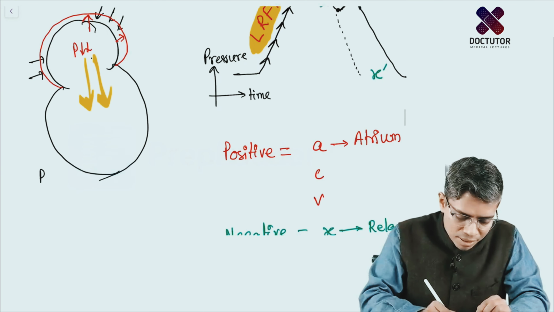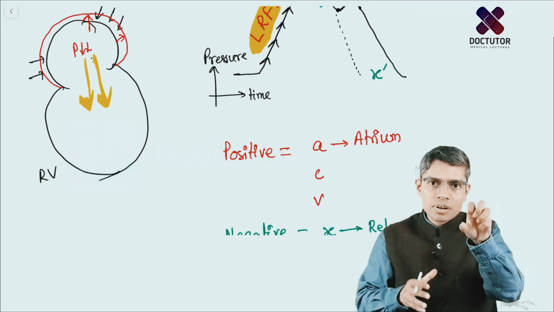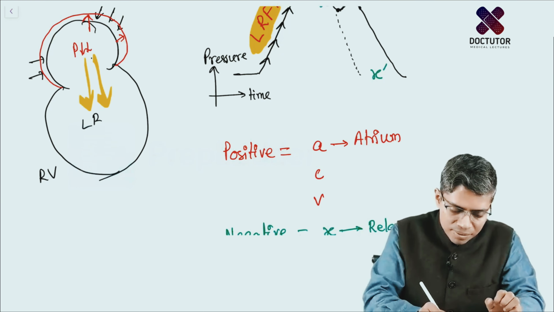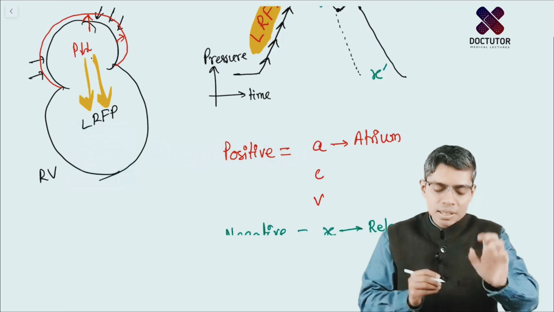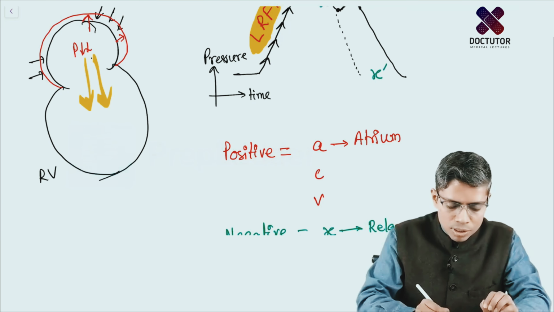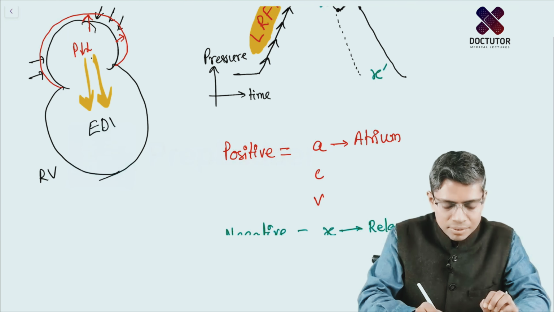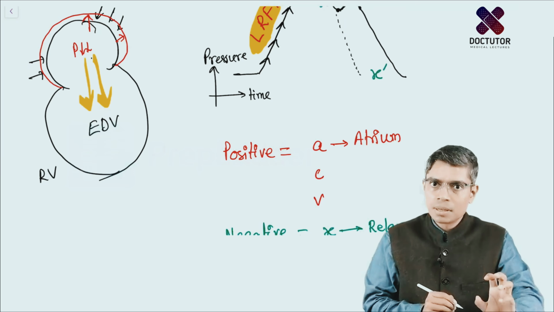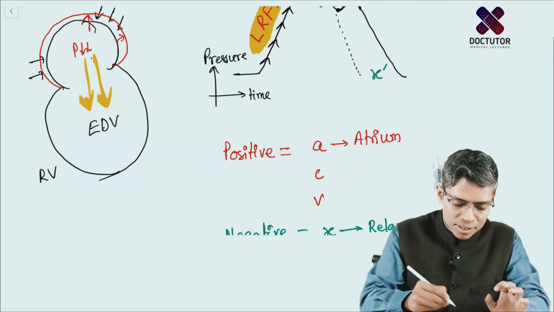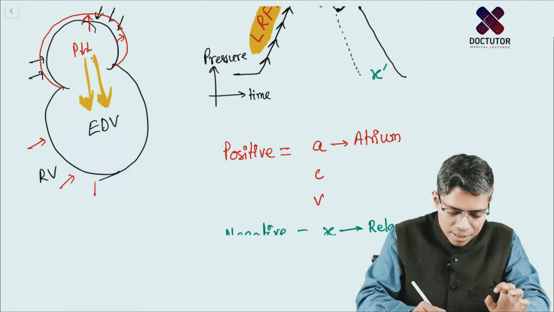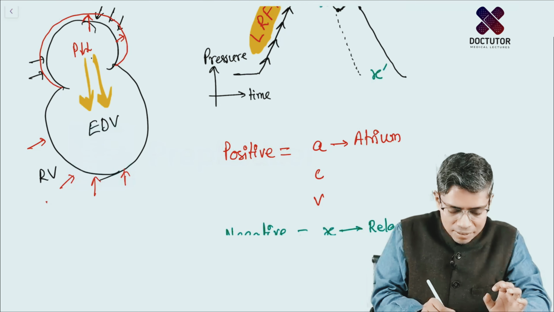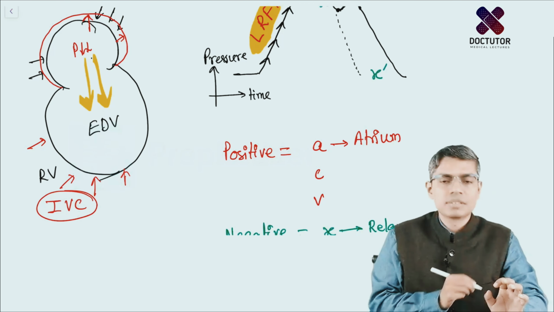So this is my right ventricle. Atrium contraction is over, the last rapid filling phase is over. After the last rapid filling phase, we all know the total volume of blood present in the ventricle is the end diastolic volume. After the end diastolic volume, what phase of the cardiac cycle will start? The ventricle will start contraction, and that phase is known as the isovolumic contraction phase.